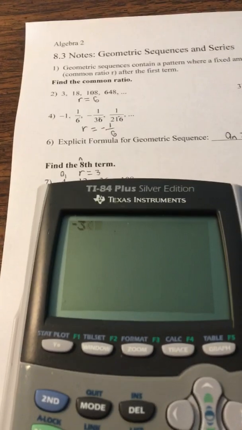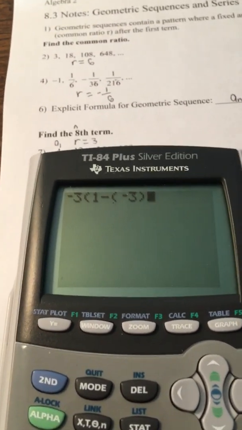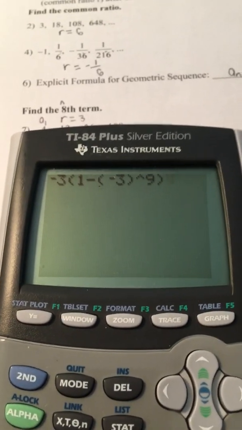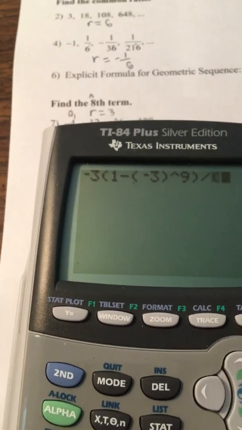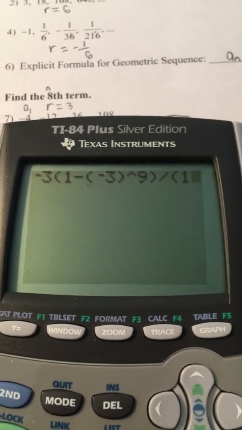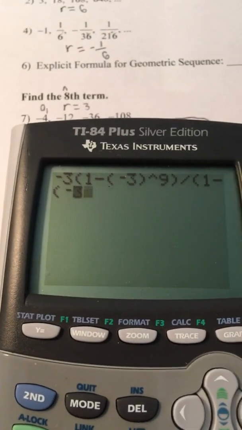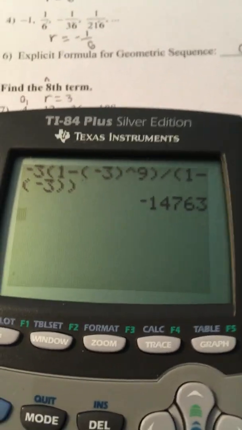So that will be negative 3, parentheses, 1 minus, parentheses, negative 3, close that parentheses, exponent 9, then close that parentheses, divided by, yes, you could simplify the bottom, just make it 4, or you could type it in exactly as you see it. When in doubt, type it in exactly as you see it. 1 minus negative 3. And I'm going to get that. Negative 14,763.